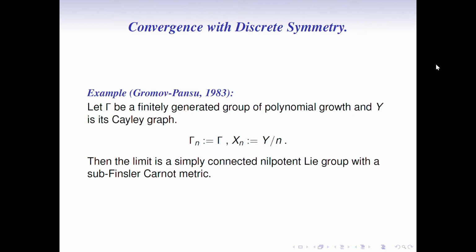Another example comes from geometric group theory, and it is by Pierre Pansu and Misha Gromov. If we start with gamma, a finitely generated group of polynomial growth, and Y its Cayley graph with respect to any set of generators, then the trivial sequence of groups, gamma, gamma, gamma, acts almost transitively on the sequence of rescaled Cayley graphs Y over n. In this case, the limit of the sequence is a simply connected nilpotent Lie group equipped with an invariant sub-Finsler metric, which is the asymptotic cone of the Cayley graph Y.